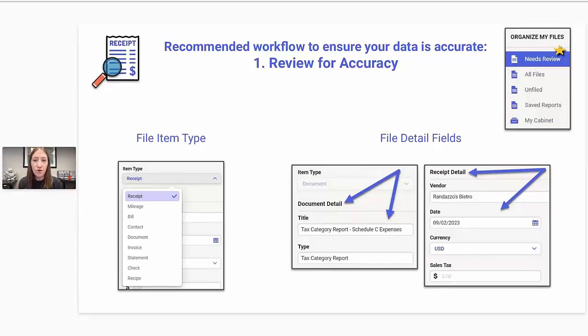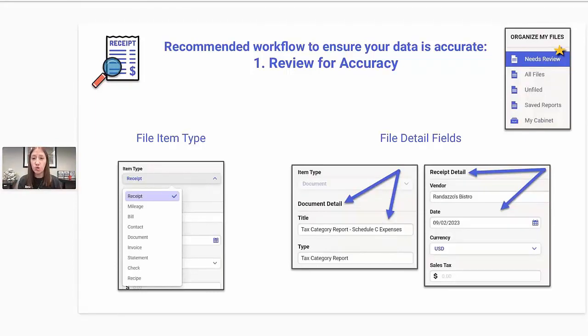The needs review filter is going to show up in your left folder structure, right under where you see Organize My Files. And your needs review filter contains all of the new files that you've added to Neat since the last time you logged in, and it contains all of the files that you haven't yet reviewed in Neat.